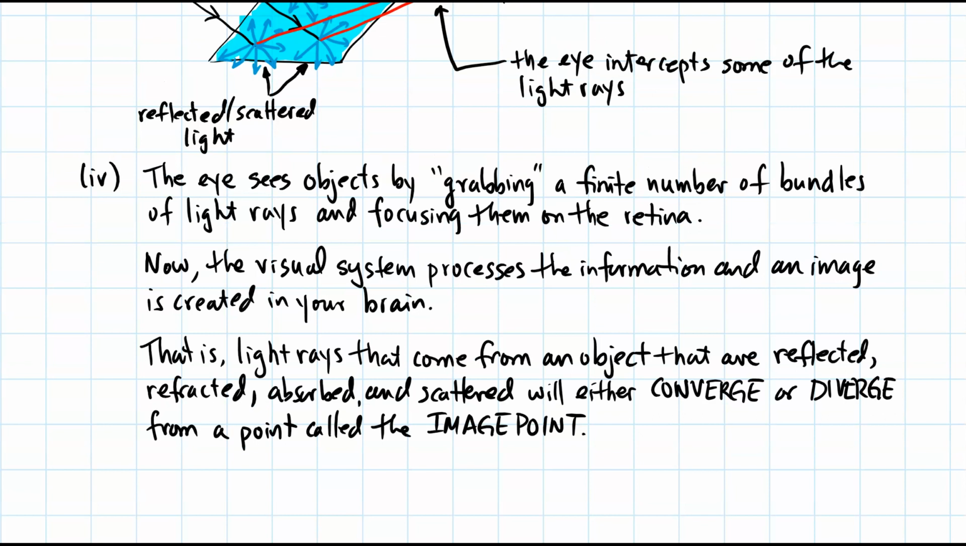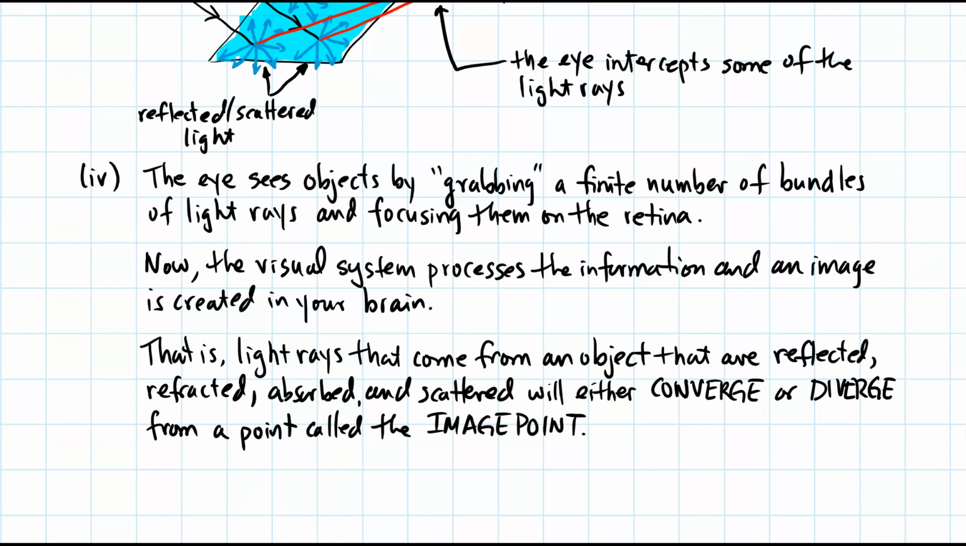That is, light rays that come from an object that are reflected, refracted, absorbed, and scattered will either converge or diverge from a point called the image point. Our goal in this chapter is to see how this is done and to explore the different kinds of images that can be made with simple optical devices, with lenses and mirrors.